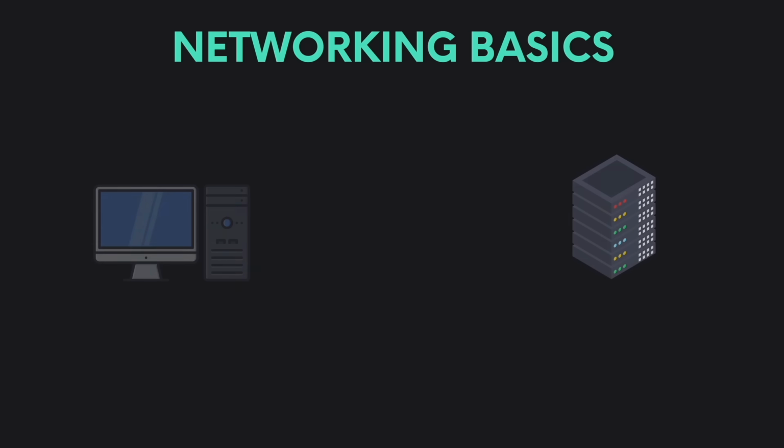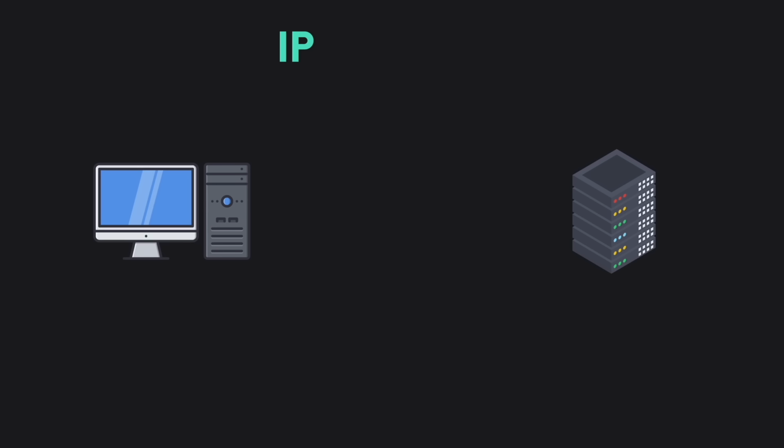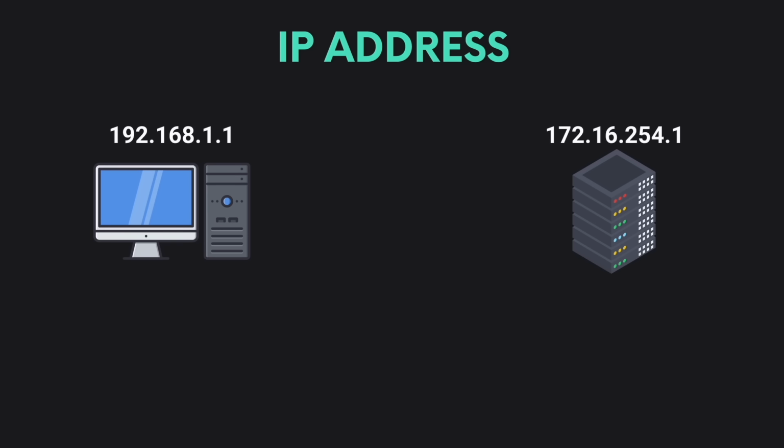Now let's talk about networking basics. When we talk about networking basics, we are essentially discussing how computers communicate with each other. At the heart of this communication is the IP address, a unique identifier for each device on a network. IPv4 addresses are 32-bit, which allows for approximately 4 billion unique addresses.